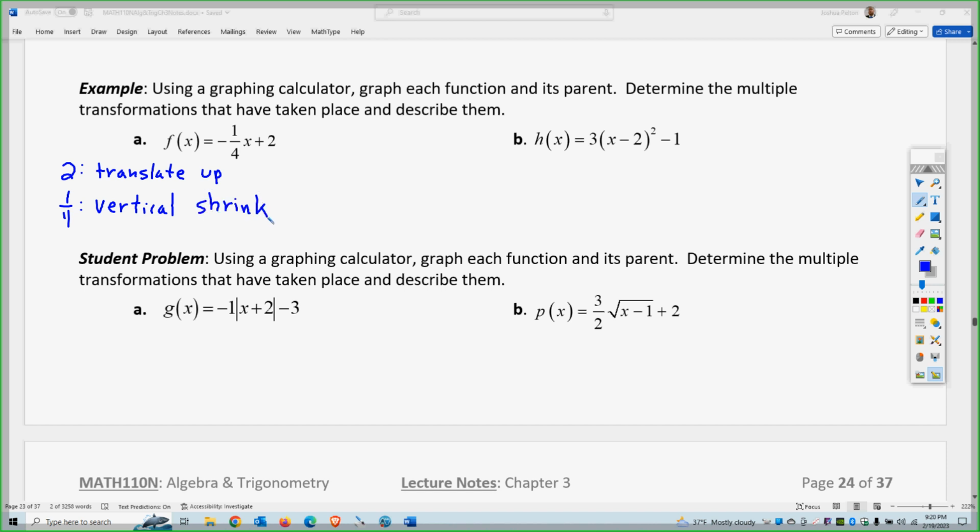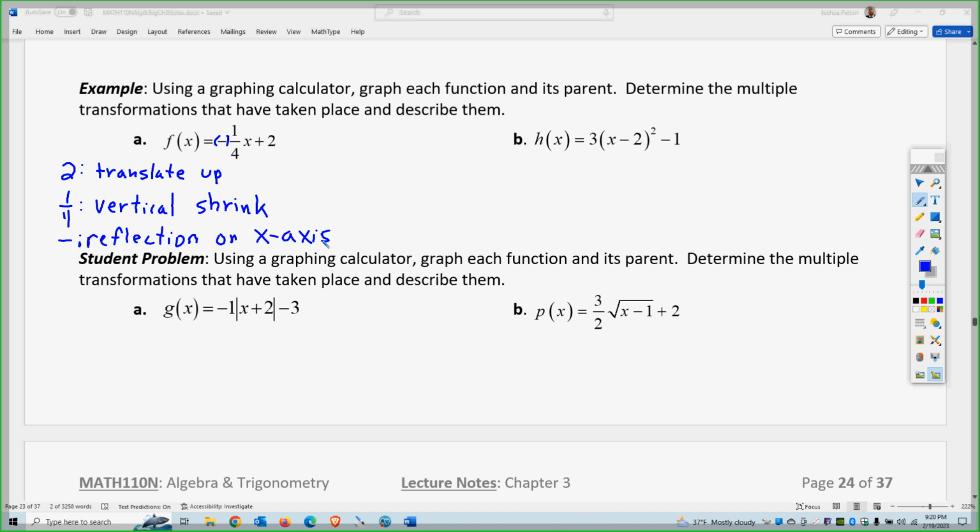Okay, because again, there are no grouping symbols, there's no insides, everything just affects y at this point. And then we have a negative here, which is a reflection on the x-axis, right? Because if it's on the outside, it changes y. If you change y, you went over your x-axis.